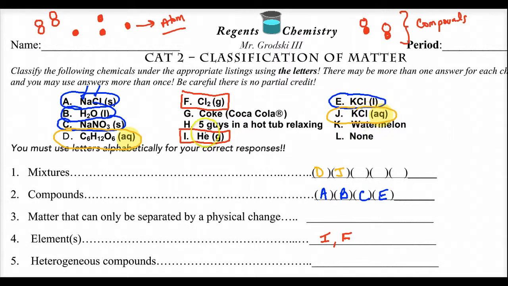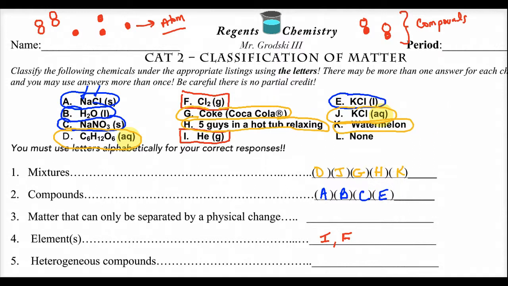Where are my other mixtures? Well, Coke is a mixture. It doesn't have a chemical formula because it's a group of substances mixed together. Sometimes we call those ingredients. So Coke is a mixture. Five guys in a hot tub, that's also a mixture, right? You got guys and you have hot tubs. A lot of compounds there. Okay, so that's H. And then we have watermelon. Watermelon is water, pits, rinds, okay, not just mixed together. Okay, it's not one thing. So there are all my mixtures.